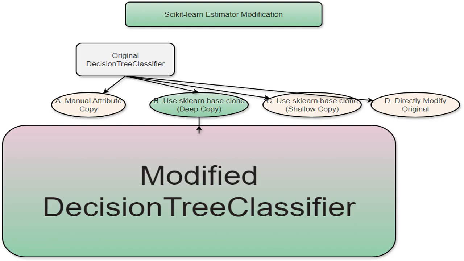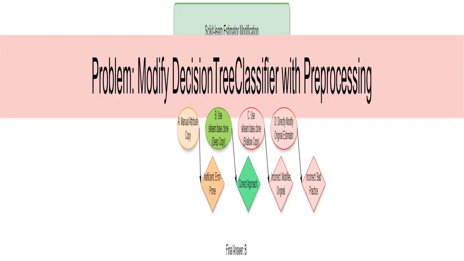This is the DecisionTreeClassifier after I've made a copy and included my pre-processing steps. It's ready to train. The core challenge is to add pre-processing steps to a DecisionTreeClassifier without directly altering the original classifier. This is important to keep the original classifier unchanged and maintain reproducibility of the experiment. We need a strategy that creates a modified copy while leaving the original untouched.